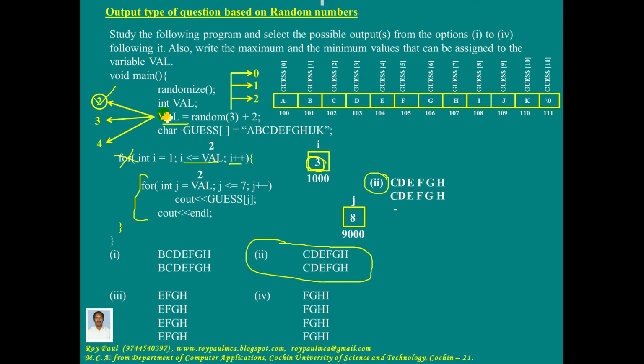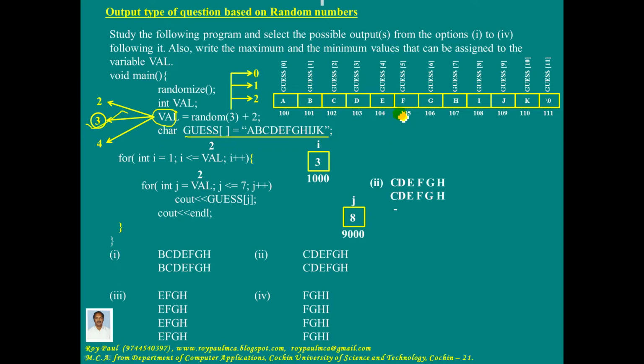Now let me take the next possible value for VAL, VAL as 3. So VAL taken 3. Now memory should be allocated for the character array as before, no change. Now for loop, initially I is equal to 1, so this becomes 1. After this it comes here, VAL taken is 3, so this is 3. 1 less than or equal to 3, condition true, it comes inside, inner for loop. VAL taken is 3, so this is 3. J is equal to 3, so your J becomes 3.